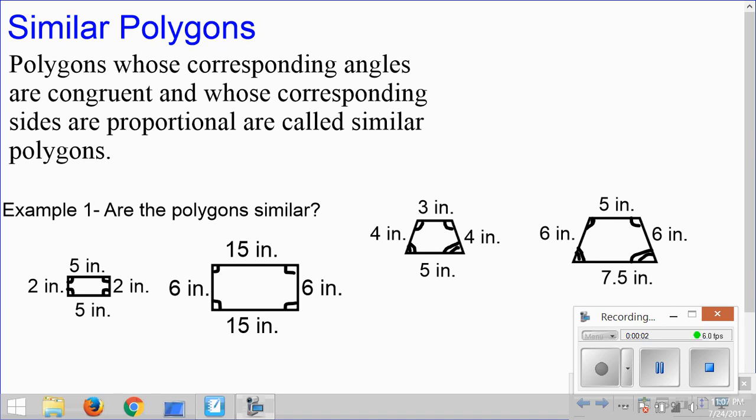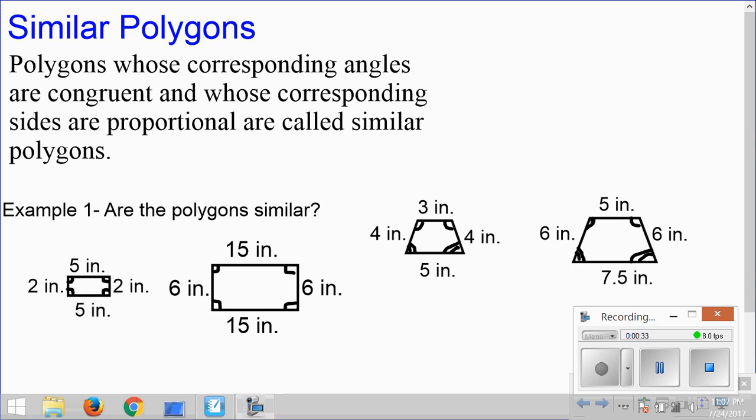All right, in this lesson, I'm going to talk about similar polygons. Okay, so first we need to talk about what that means, the definition. Polygons whose corresponding angles are congruent, whose corresponding sides are proportional, are called similar polygons. So all that has to be true. The corresponding angles have to be congruent, and the corresponding sides have to be proportional. Let's think about what we mean by proportional: two ratios that are equal. If all that's true, then these are similar polygons.